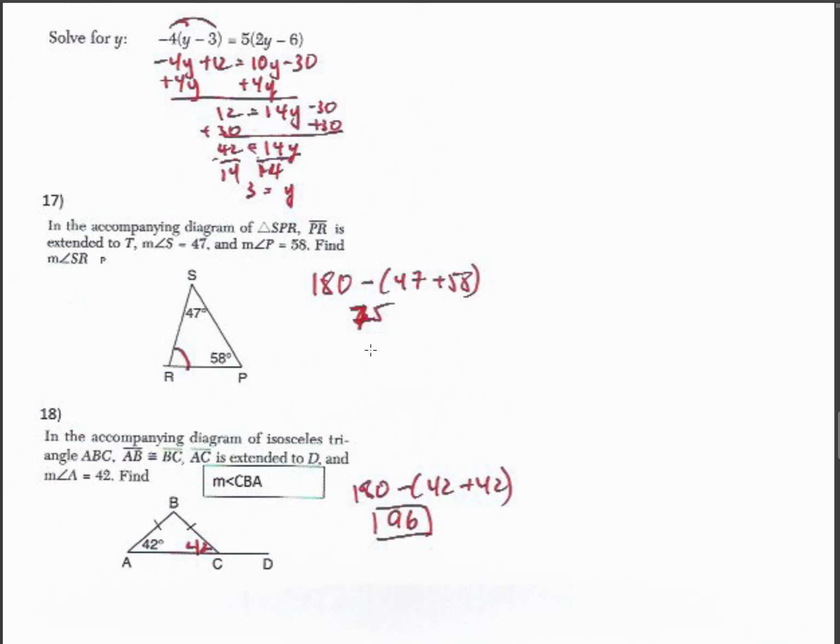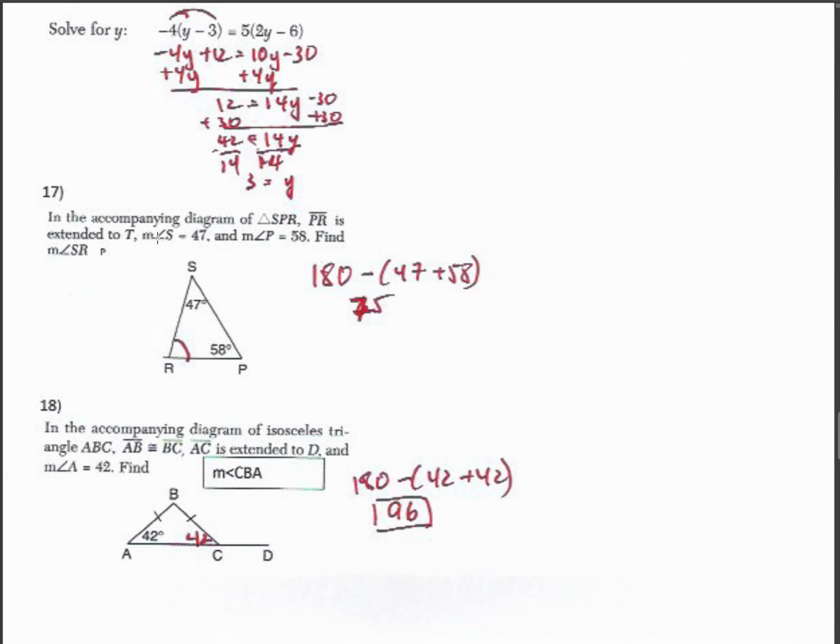Number 17, accompanying diagram. PR is extended, angle S is 47, angle P is 58. Find the measure of angle SRP. Well, all three have to add up to 180, so the missing angle is 75. So just remember, 3 angles of a triangle add up to 180. I tried not to get too in depth with anything that we covered in today's lesson or late in the lesson the other day. I tried to keep it pretty fundamental.